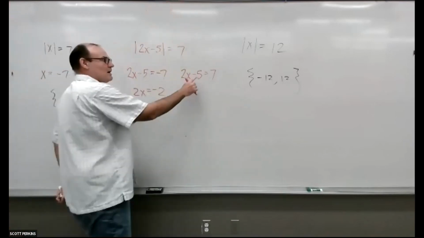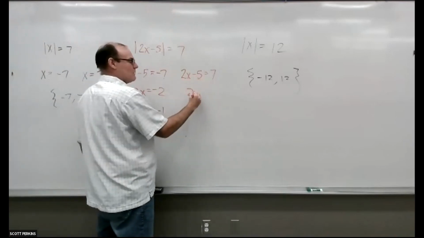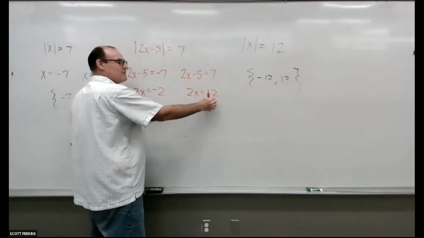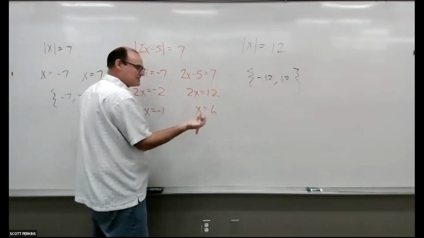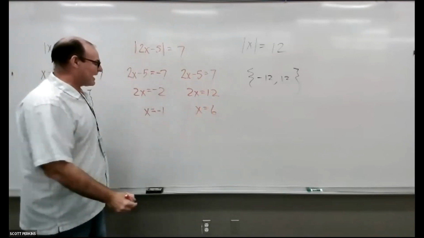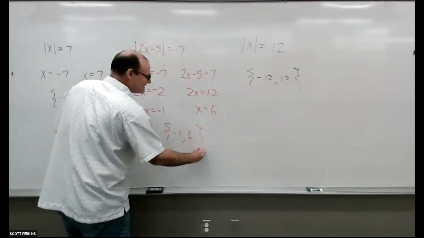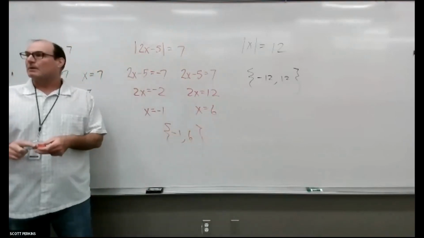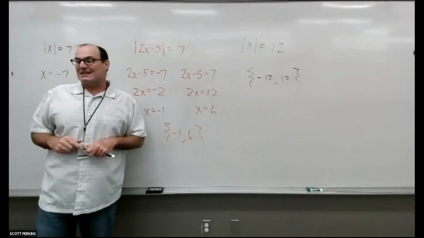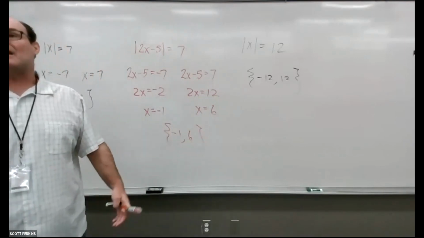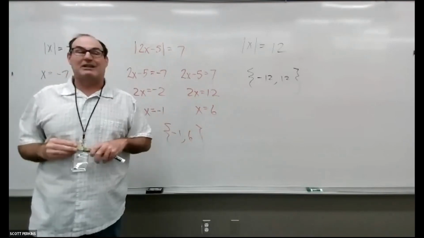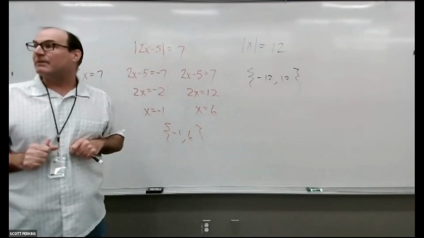All right, here I add the 5, and I get 2x is equal to 12. I divide by the 2, I get x is 6. And you can similarly check that. I'm not going to. And my solution set is negative 1 and 6. And there we go. What I would like you to do is the same thing for exercise 6. It's an absolute value equation related to the one that you just did.